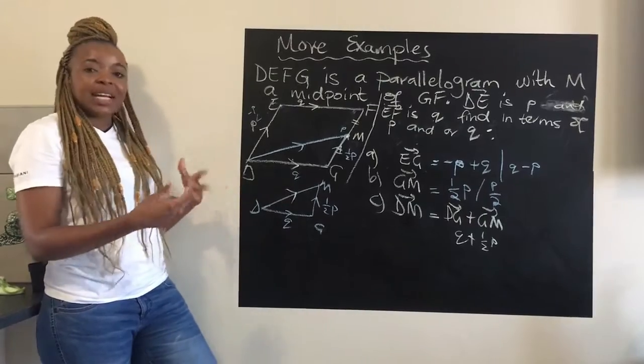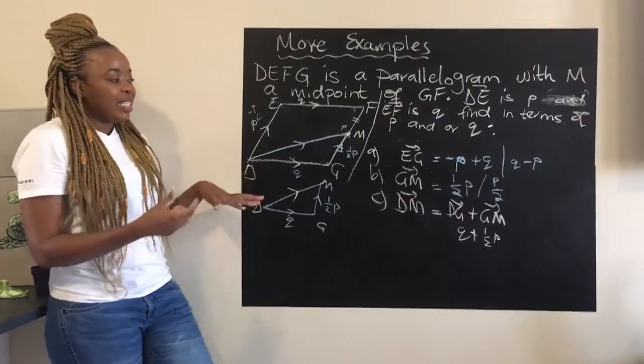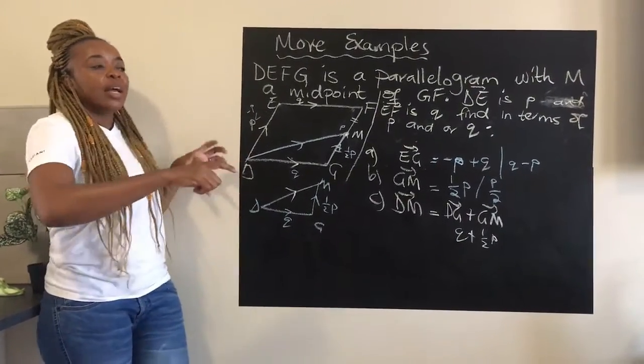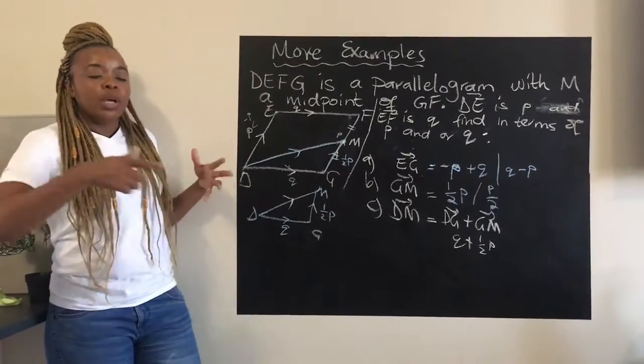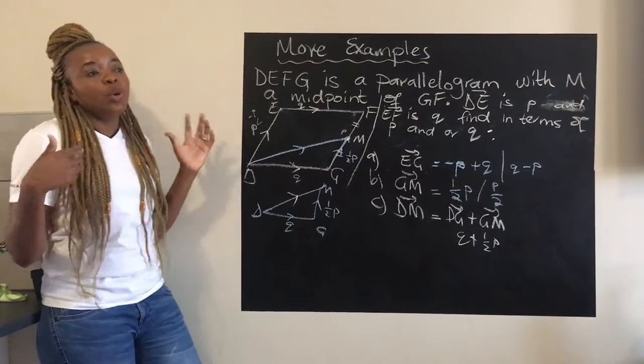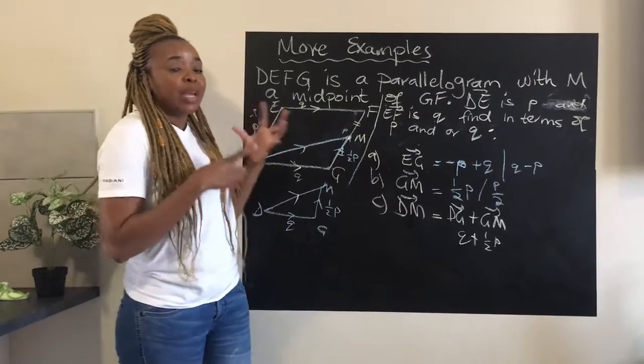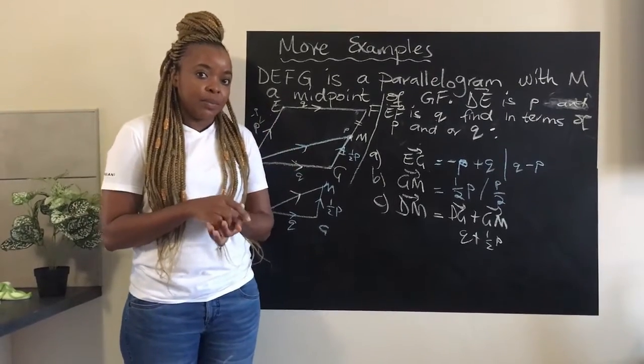If I get a question and I see that in my final answer I have P and Q and I have another P again, another Q, I need to make sure I simplify them and group the like terms.